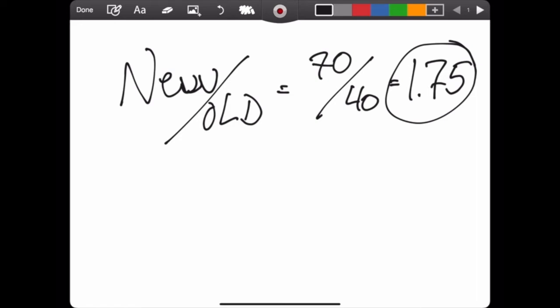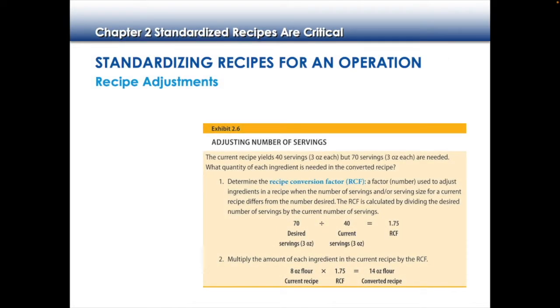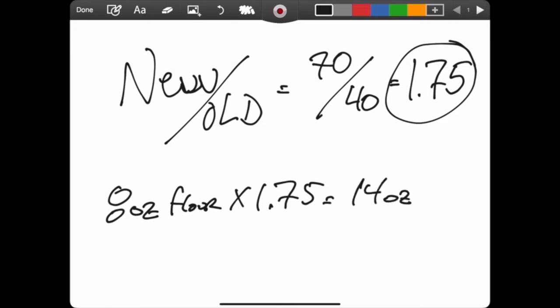So when we get that, we're going to take our ingredients. Let's say, for instance, in this case, the recipe tells us that it is 8 ounces of flour, right? So we're going to take 8 ounces of flour and multiply it times 1.75. That's going to give us 14 ounces. So now we know that we have to include 14 ounces of flour in the new recipe.